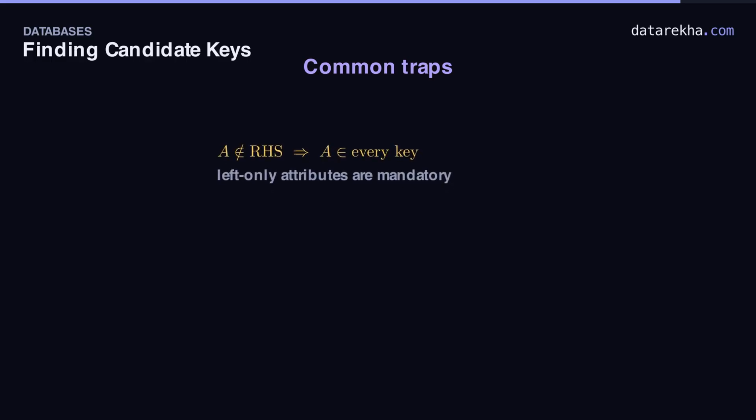Trap 1. Forgetting the mandatory attributes. If an attribute is on no right-hand side, including one that appears in no dependency at all, it must be in every candidate key. These are the easiest to miss. Trap 2. Smuggling in a determined attribute. Anything that's on the right but never the left is always derived. So it belongs in no candidate key. It can only bloat a set.